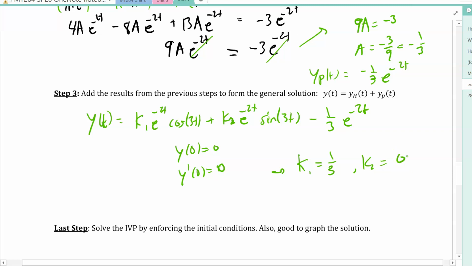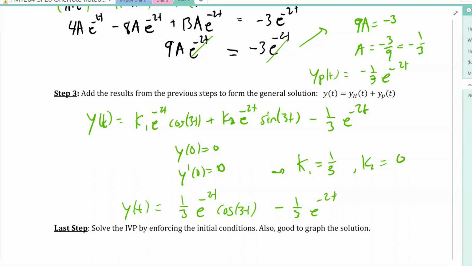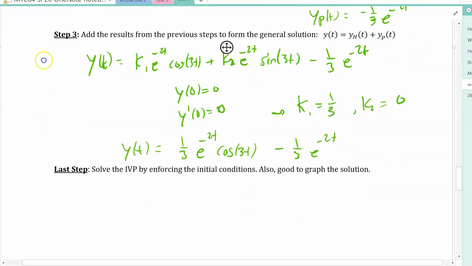So if we plug those things in, what would our actual answer be to the initial value problem? We would have 1/3 e to the negative 2t, cosine of 3t, k2 comes out to 0, so the second term would go away, and then minus 1/3 e to the negative 2t. Hopefully it's clear to you, and I've got the graph below, that both those terms approach 0 as t gets larger and larger.